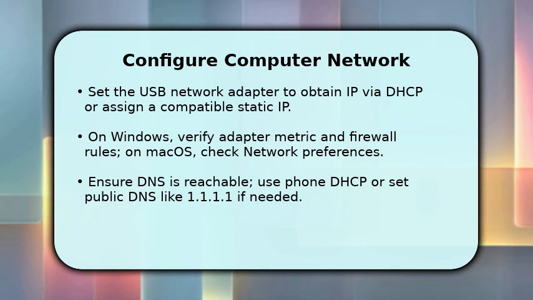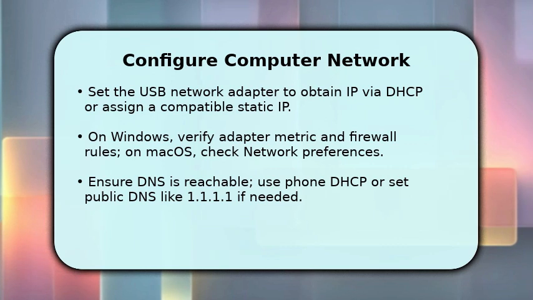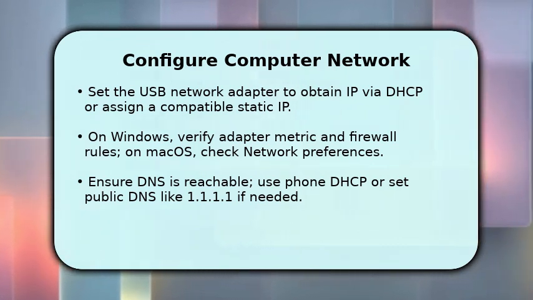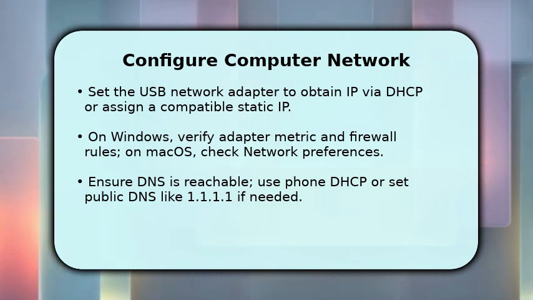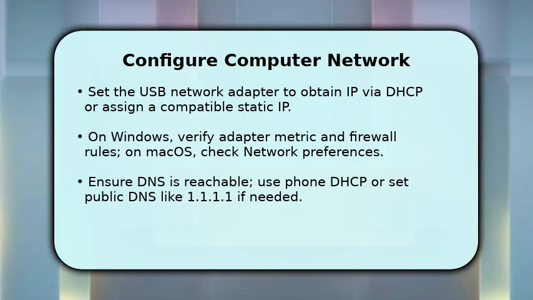On Windows, adjust adapter priority and allow the connection through Firewall. On Mac OS, select the USB interface and confirm DNS. These steps ensure packets route correctly and name lookups succeed, preventing slow or blocked connections.